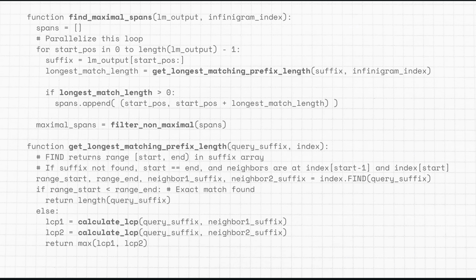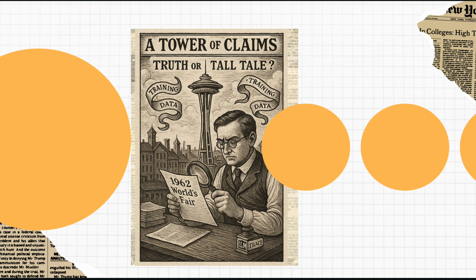The paper shows how AlmoTrace can be applied to three very specific use cases. Firstly, fact checking. If a language model makes a factual claim, example, the Space Needle was built for, let's say, the 1962 World Fair, AlmoTrace can highlight this span if it appears verbatim in the training data. Users can then view the source documents and potentially their original URLs to assess the reliability of the information.